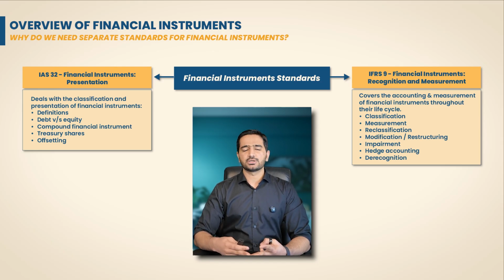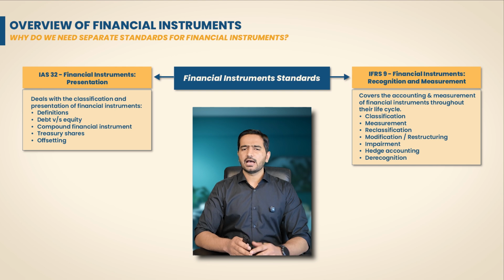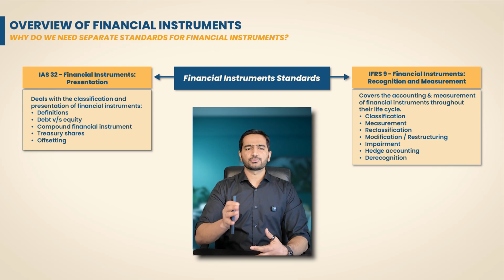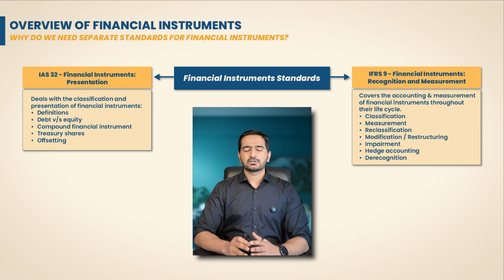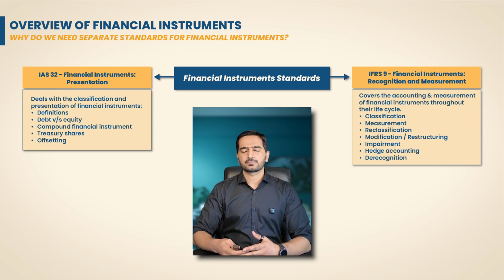It covers subsequent measurement, how do you measure them at every reporting date going forward. It covers the classification models, into which category does your financial instrument fall. It also covers other important areas like impairment of financial asset, modification, reclassification, and also hedge accounting. And it covers derecognition, that is, when do you remove a financial instrument from your books. In one line, IFRS 9 answers the question, how do you recognize, measure, and account for the financial instrument.